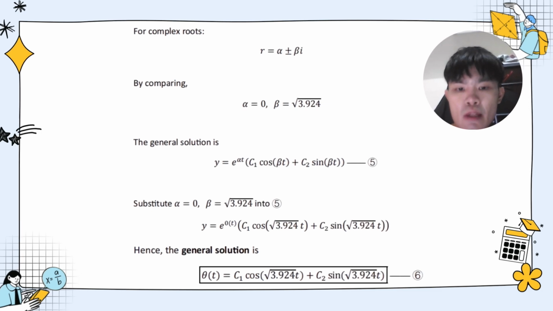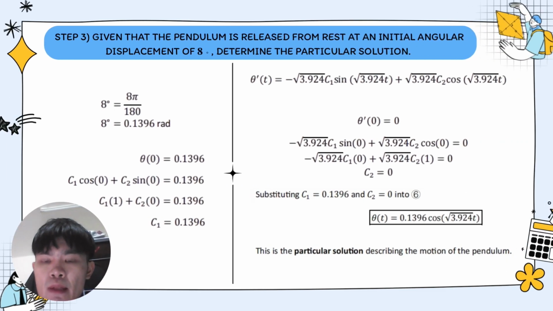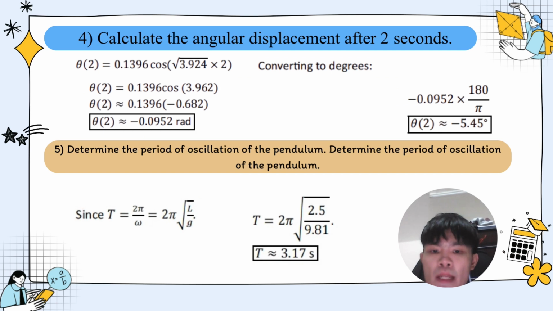as our general solution. In step 3, we use the initial angular displacement of 8 degrees to find the radian. After finding the radian, we know that theta 0 is equal to 0.1396, and then we find that C1 is also equal to 0.1396. After that, we differentiate because we know that the derivative of theta at 0 is equal to 0. So finally, we get C2 is equal to 0. We substitute these two answers, C1 and C2, into our equation 6, and then we finally get our particular solution. Finally, we calculated the angular displacement after 2 seconds and determined the period of oscillation.